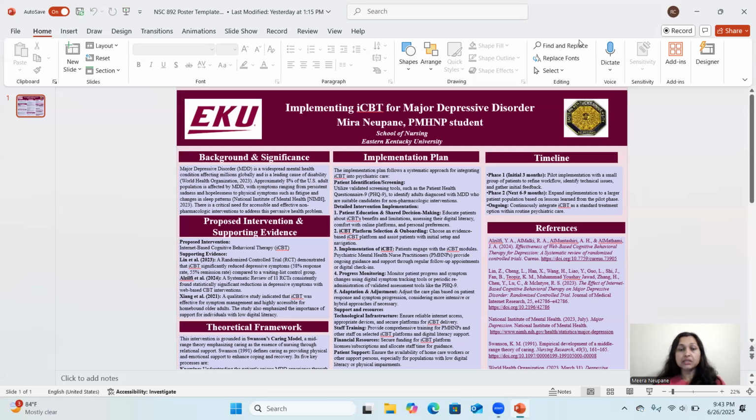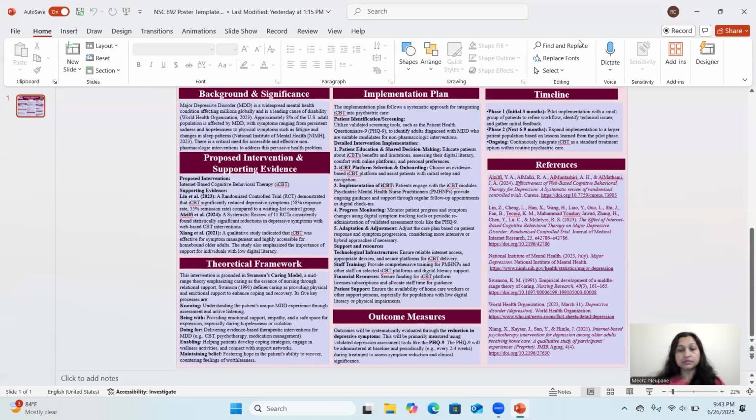To implement the plan, we need to consider the support and resources too. Technical infrastructure, staff training, financial support, and patient support are some of the supports and resources we need to focus on.